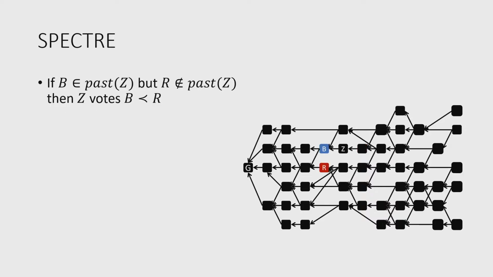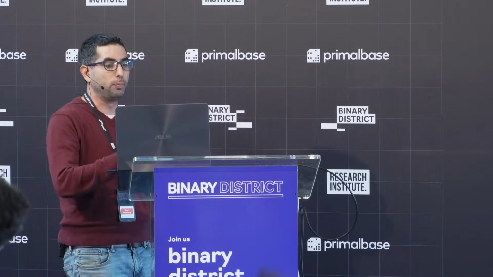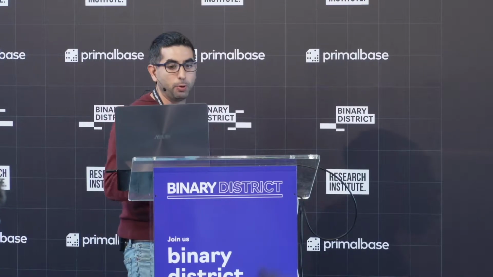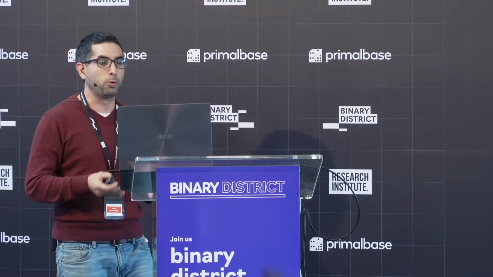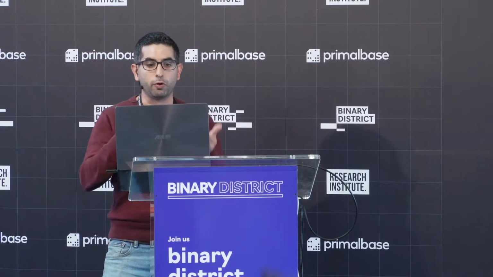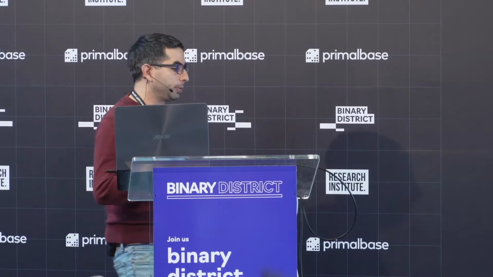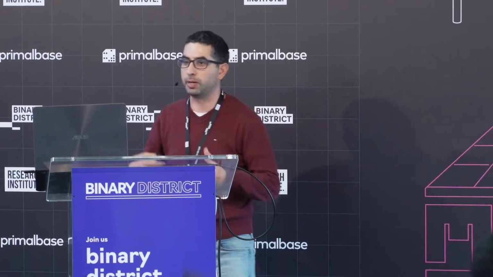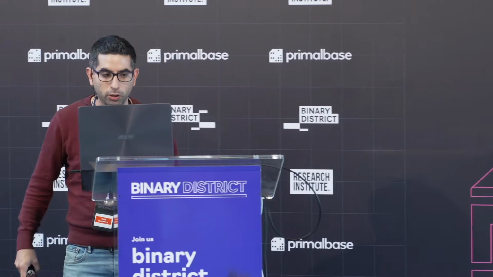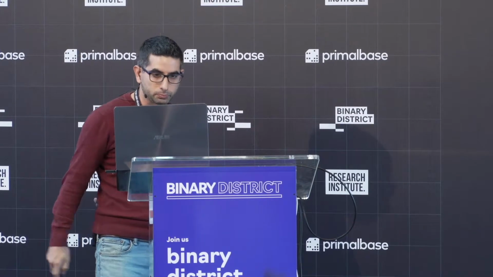The second rule is that if we have a block Z that sees only one of the blocks in its past, in this example only block B, and it doesn't see block R, then it believes that block B came before block R. We want to give an advantage to the block that you see in your past, just to incentivize miners to publish their own blocks as soon as possible.